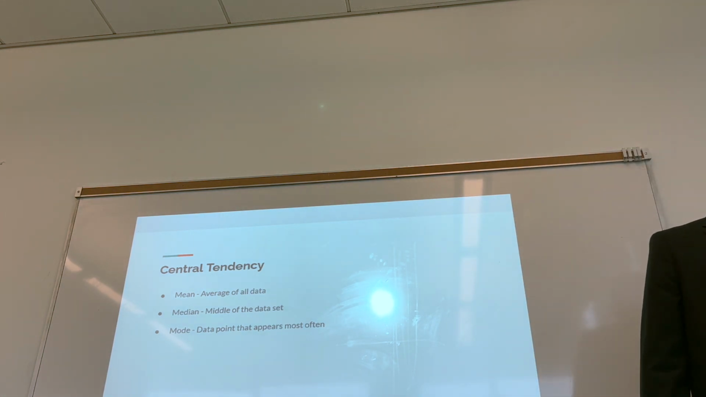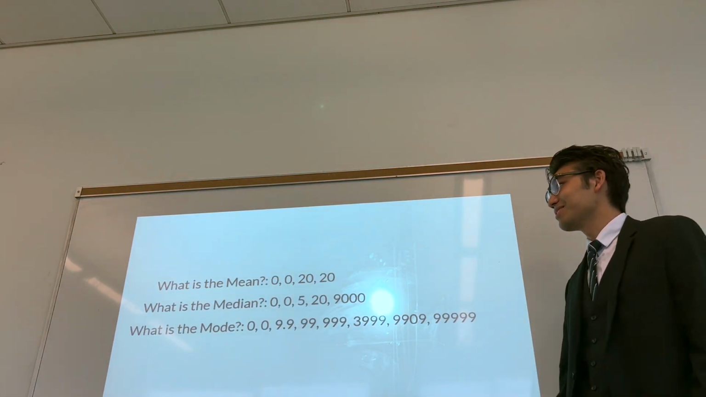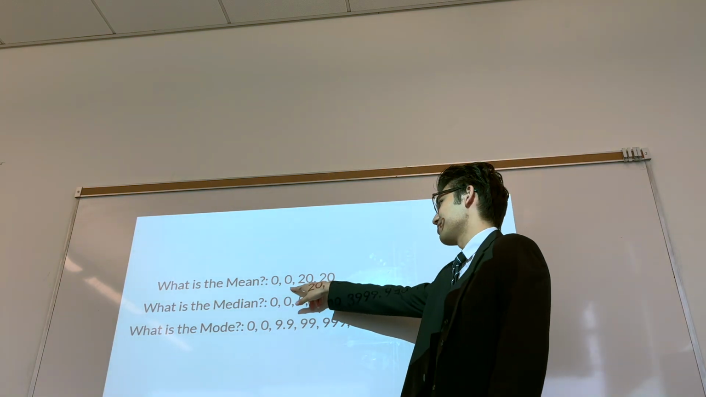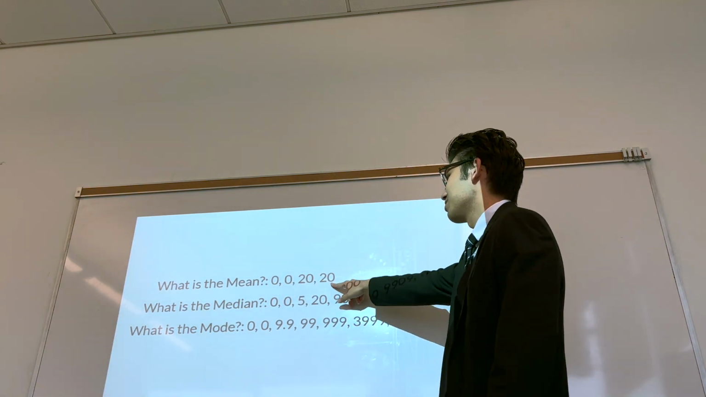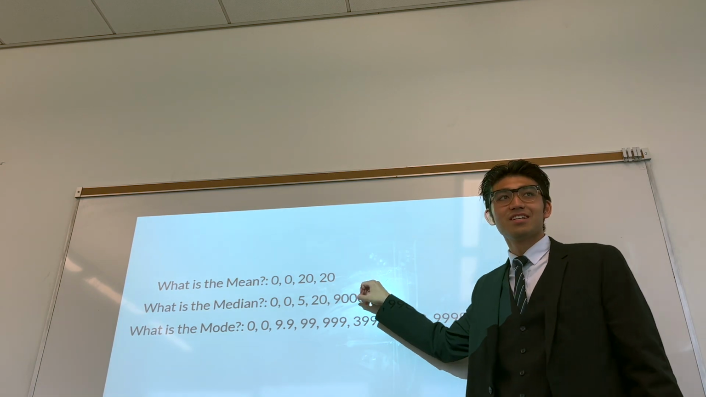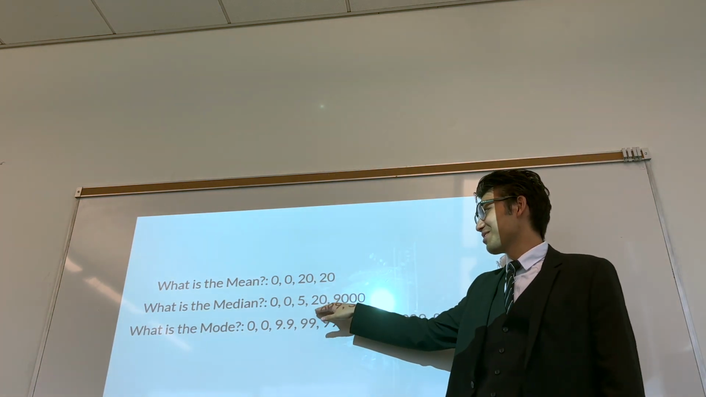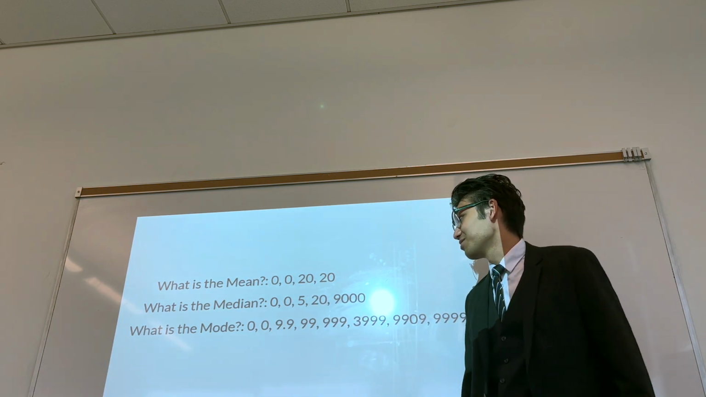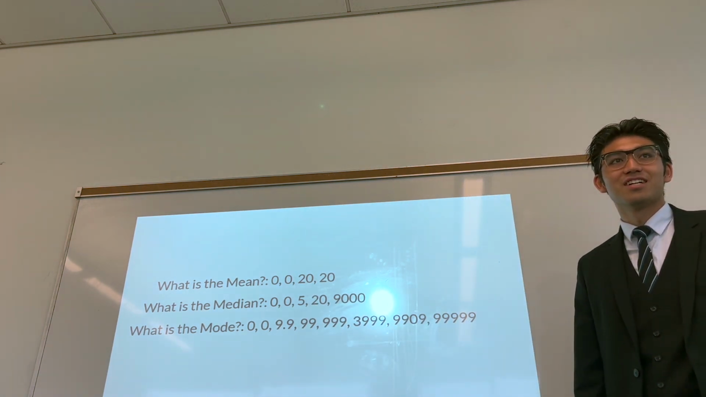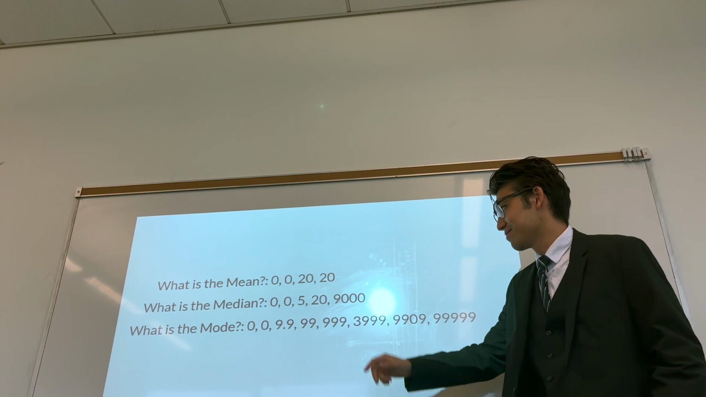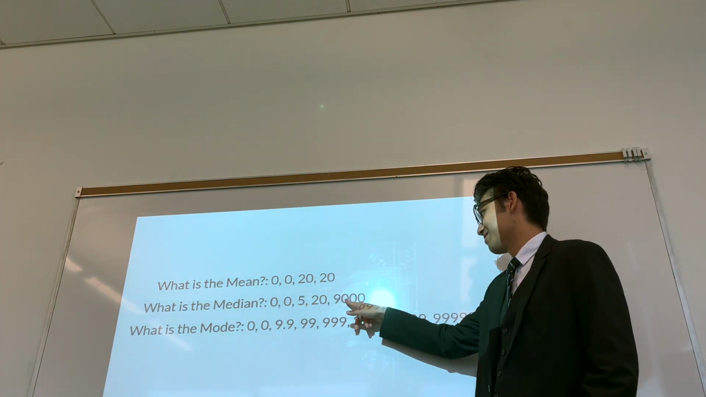So let's do a little quiz. Can anybody tell me what the mean for this data set is? 0, 0, 20, 20. Yes, that's perfect. This is going to be 10. Does anybody know what the median for this is? 0, 0, 5, 29,000. Yep, that is 5, because it's in the middle of these 5 data points.